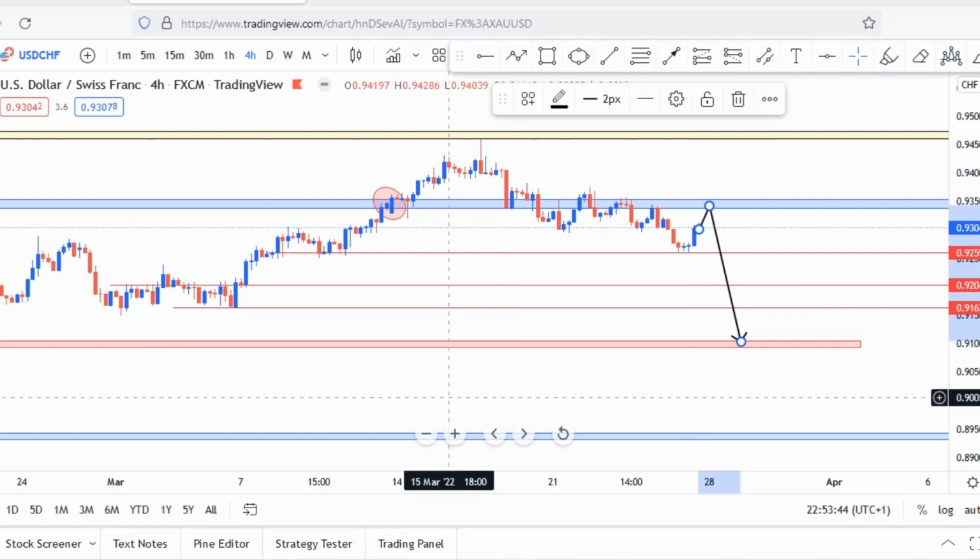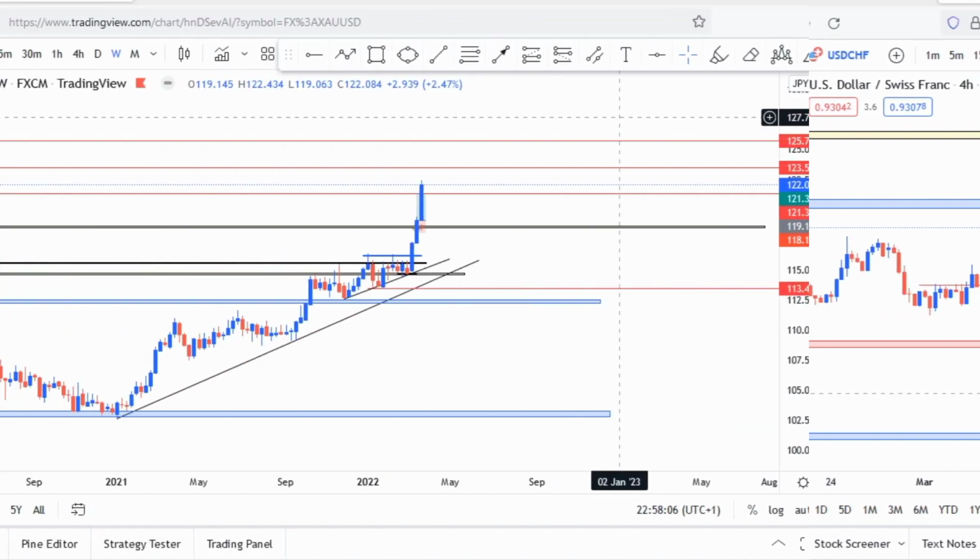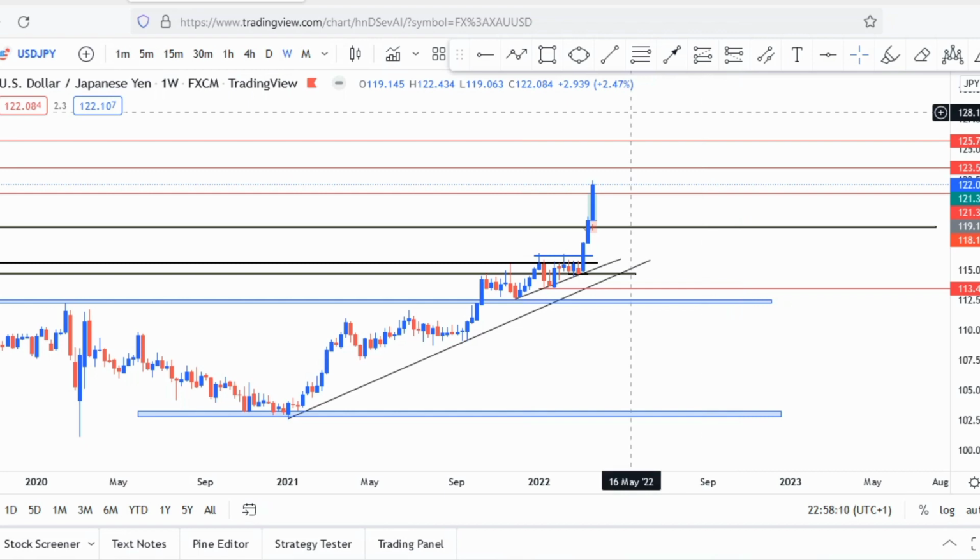My bias is still bearish, but I'll still give price the opportunity to retrace if it wants to, and just look for my sell opportunities only. Next, I'll be talking about my analysis for USDJPY. So finally, for USDJPY, again from the weekly time frame, and work our way down to the forward time frame.